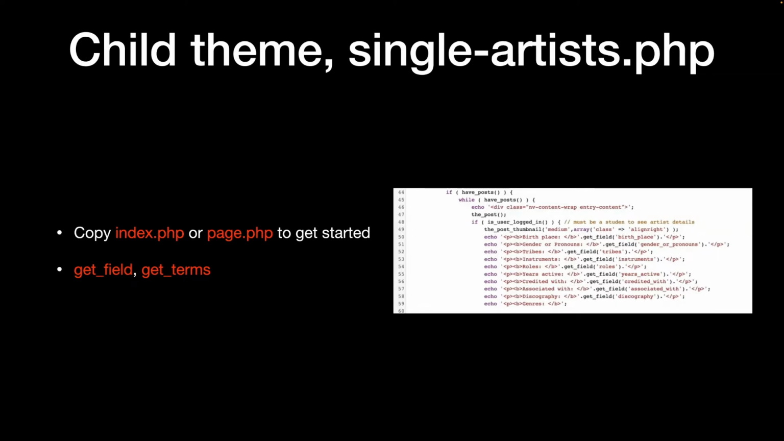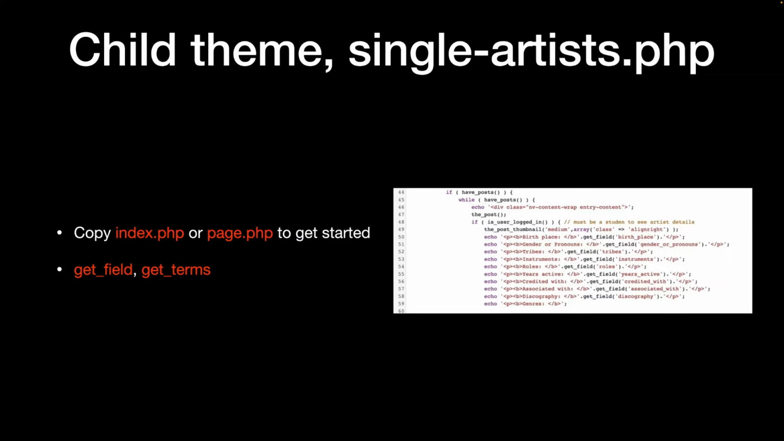The language of WordPress is PHP. The keywords are in purple. So we have an if statement, a while statement. So the if and while statement, this is called the loop. So it's going to loop through all the artist posts and start to display something.